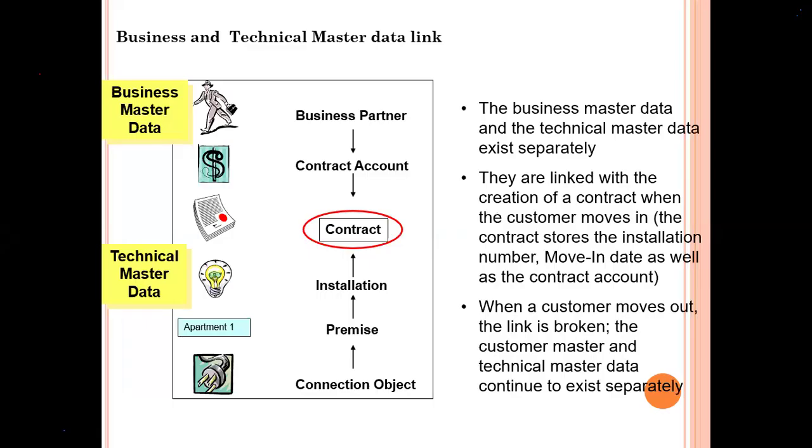Okay, so now after creating the BMD and TMD, we can integrate both of them through a process called move-in. Through move-in, we are integrating the BMD and TMD, and the contract gets created. Now the contract is not created through a T-code, but when we do the process of move-in, it will get created. So once the move-in is done, your BMD and TMD will be integrated, and your whole master data will be fulfilled. And the SAP ISU house is formed in your system.